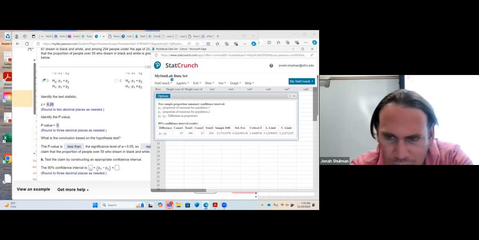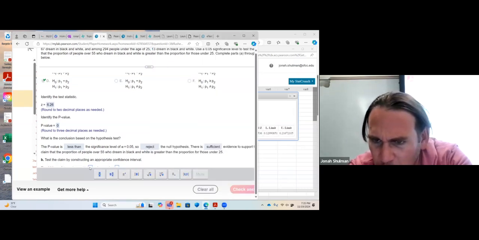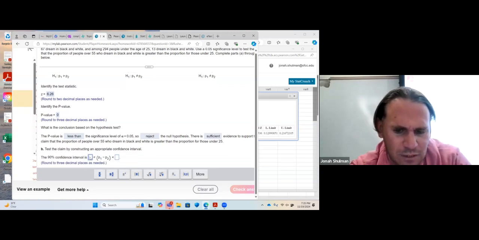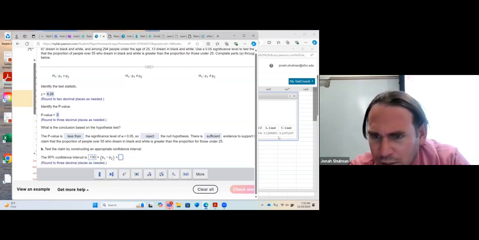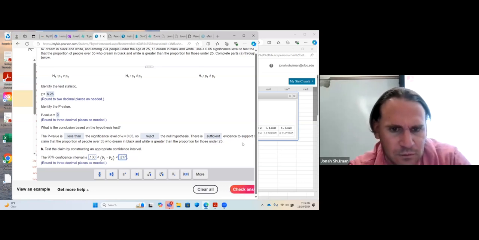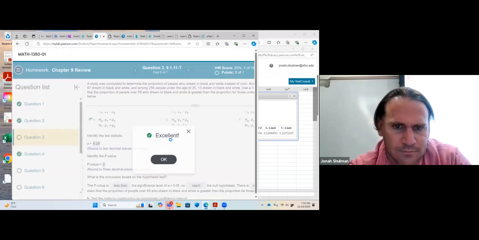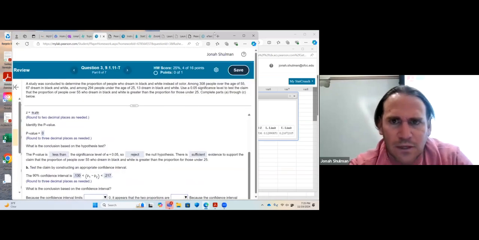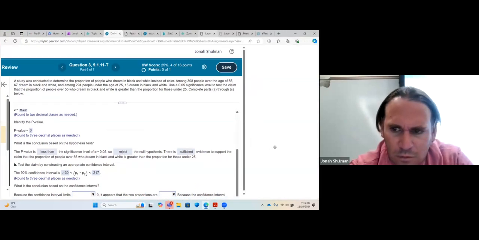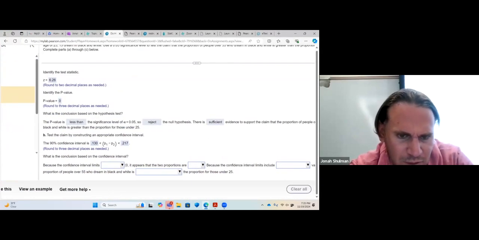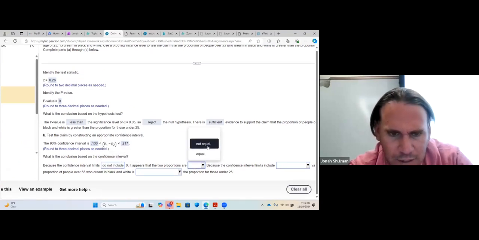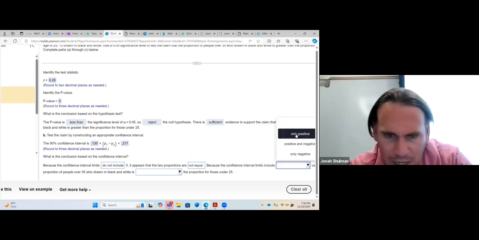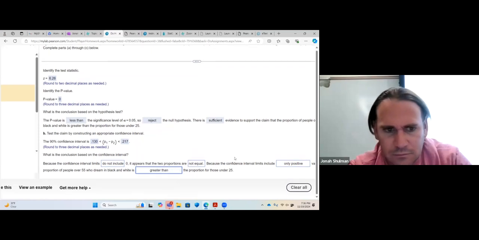So our lower limit to 3 decimals is 0.130. Notice the rounding. And the other one is 0.217. Let's see if that's correct. Nice. Cool. All right. And there's one more statement I guess I have to do. Because the confidence interval does not include 0, the two proportions are not equal, because it's only positive values, and the over-55 proportion is greater.